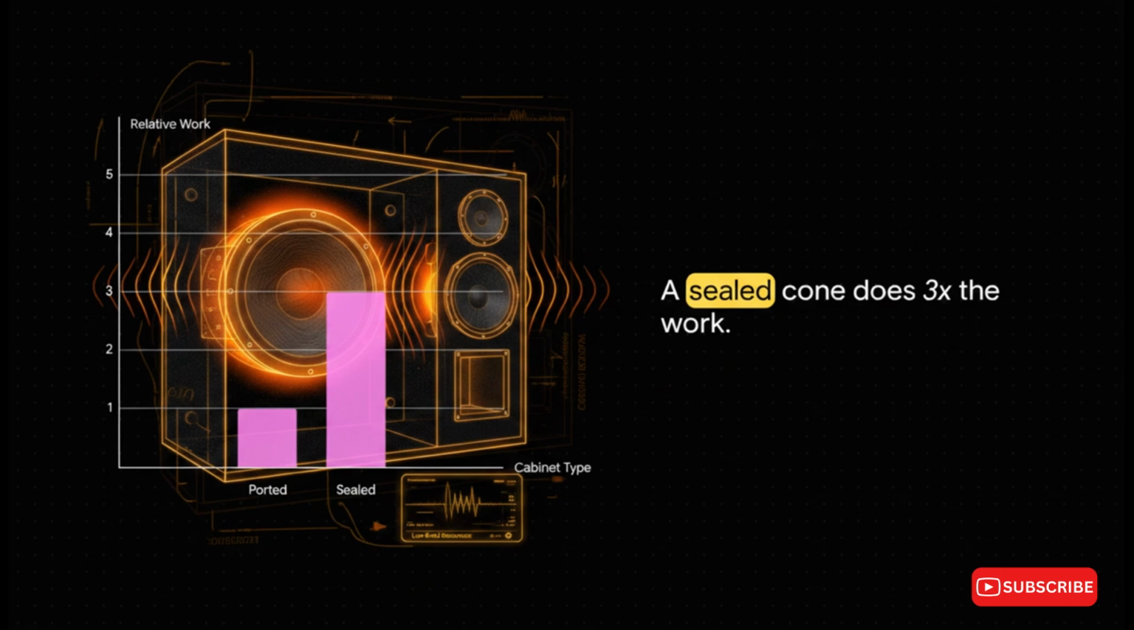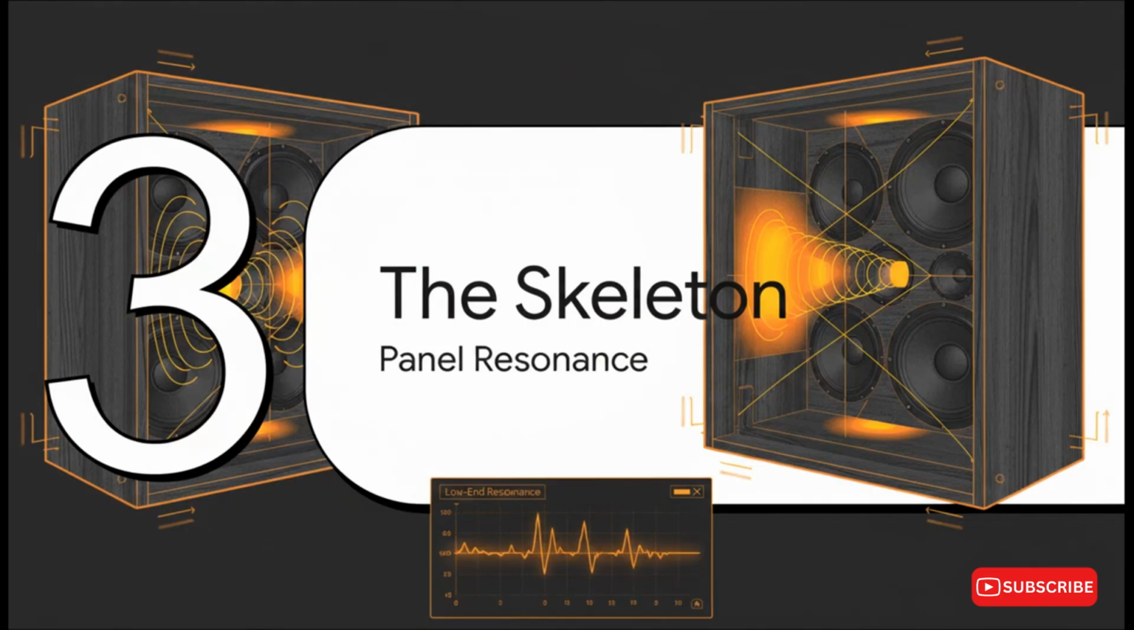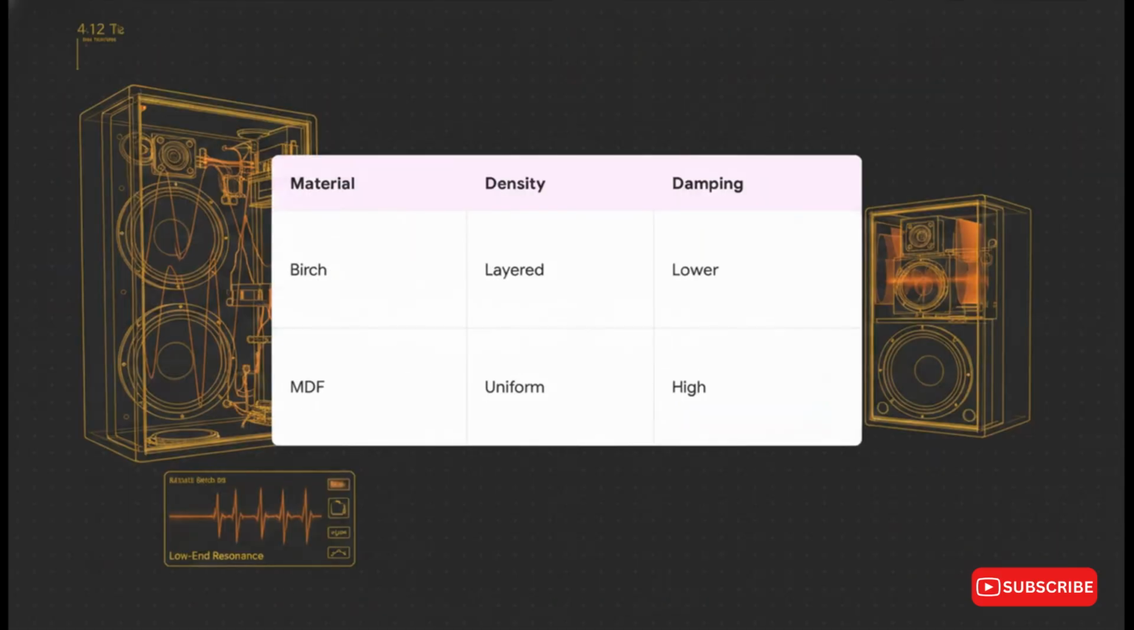This is exactly why sealed systems demand significantly more amplifier headroom and massive driver excursion capabilities. All right, section 3, the skeleton, materials science, panel resonance, and cabinet coloration. So the crucial point here is comparing these two dominant materials, 13-ply Baltic birch and MDF, or medium density fiberboard.